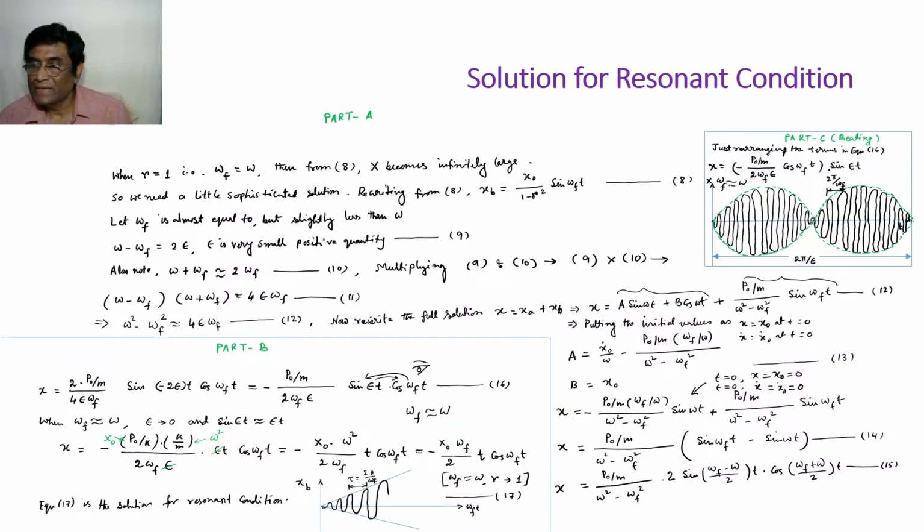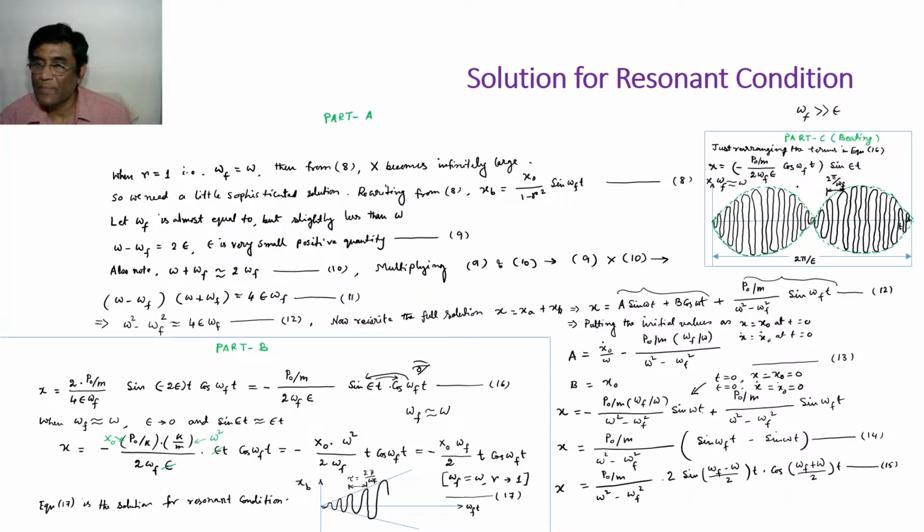And what it is telling is that there is a sine epsilon t, where epsilon is a very, very small quantity, smaller than what you can imagine. And here is another cosine omega f t, and compared to epsilon, this omega f is very, very large.